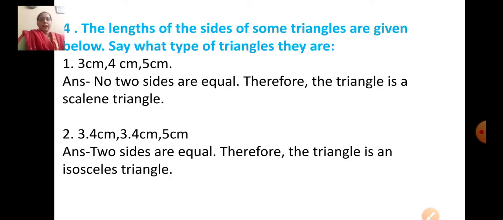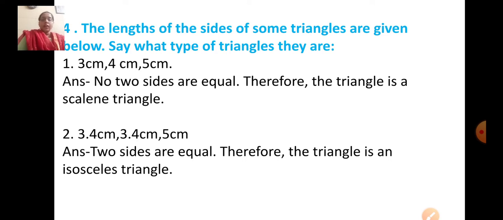We are doing practice set 36, question number 4. Let us read the question. The length of the sides of some triangles are given below. Say what type of triangles they are. Question number 1: 3 centimeter, 4 centimeter, 5 centimeter. These are the length of the sides of triangles. They are asking us what type of triangle it is.